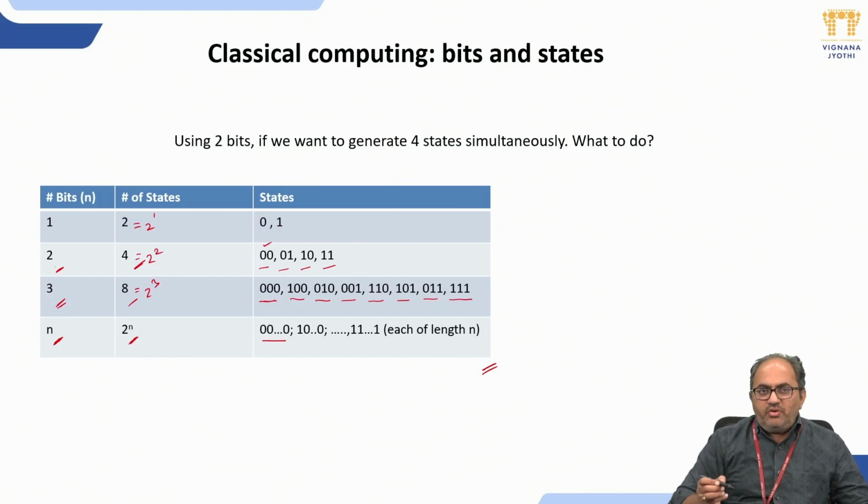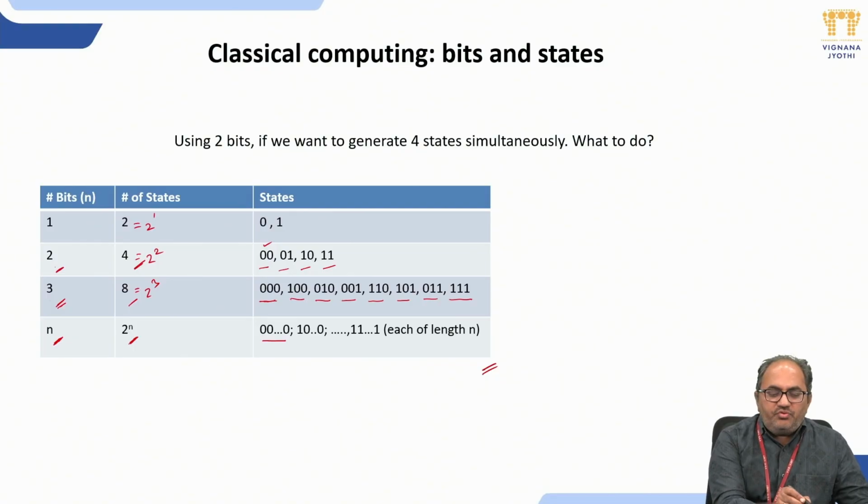Now next point, I have a question. Using 2 bits, if I want to generate 4 states simultaneously, what to do? See, I said that if I have 2 bits, I can generate either 0,0 state, 0,1 state, 1,0 state, or 1,1 state, one at a time. But what is the question now? I want to see all these 4 states at a time. Then what should I do?